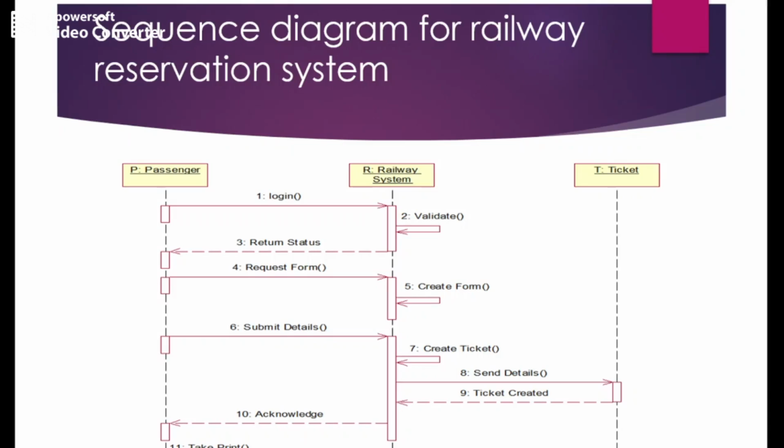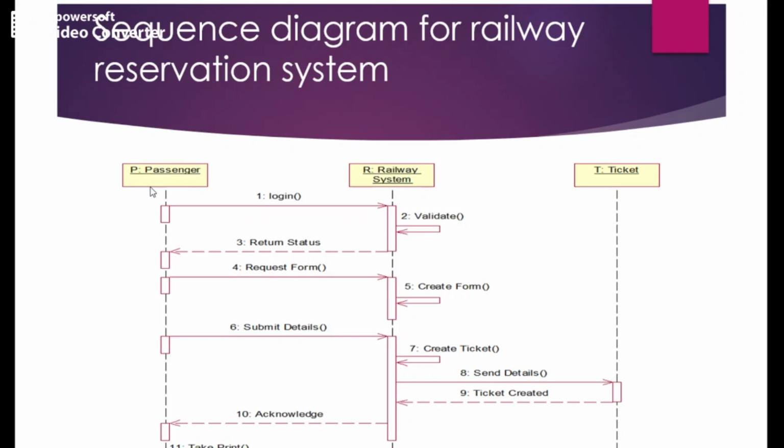Now let us see the sequence diagram for the railway reservation system. So we are looking into the sequence diagram. Earlier we had seen the use case diagram and activity diagram. Now let us see the sequence diagram.